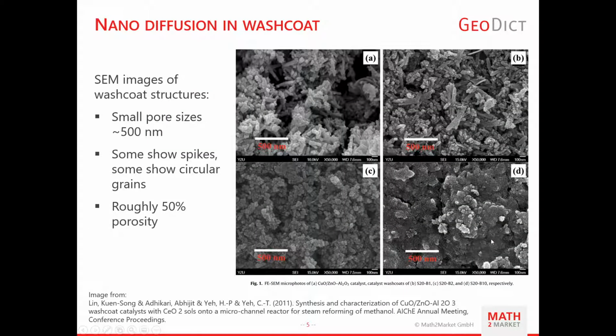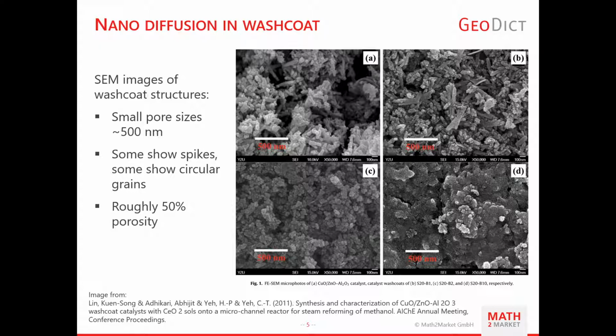So first off, I have some SEM images from a paper from 2011. Here you can see 4 different kinds of washcodes. Each one has a little bit different structure. This is depending on the components that you use for each washcode. So it can be some kind of spikes, but it can also have circular grains.